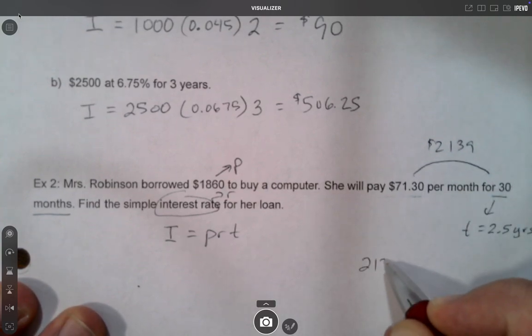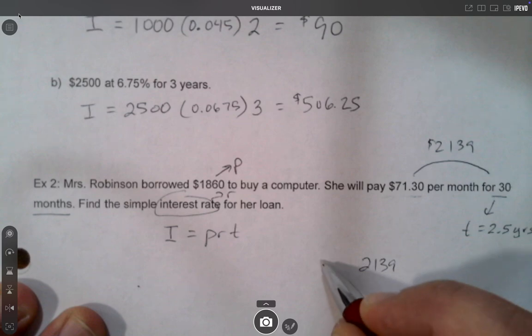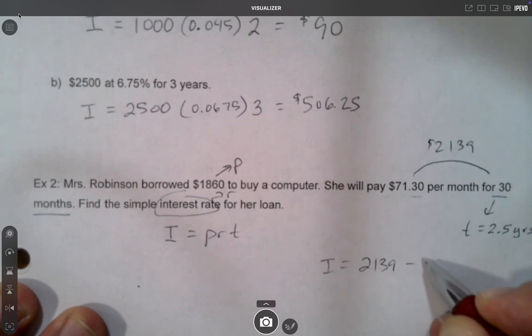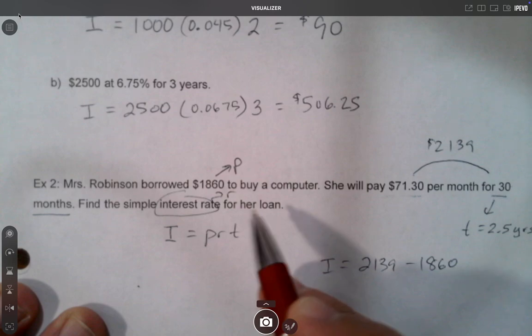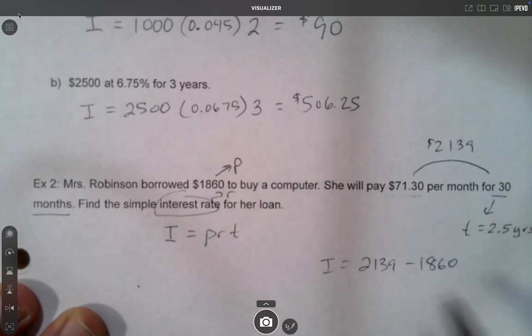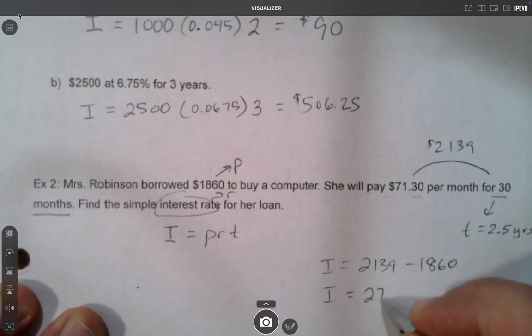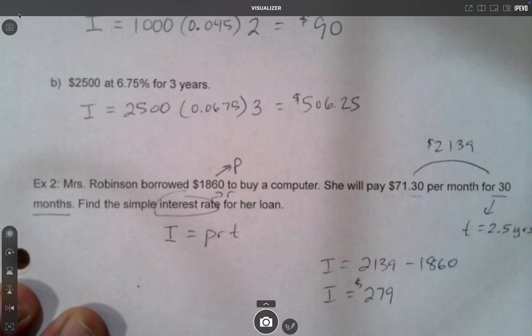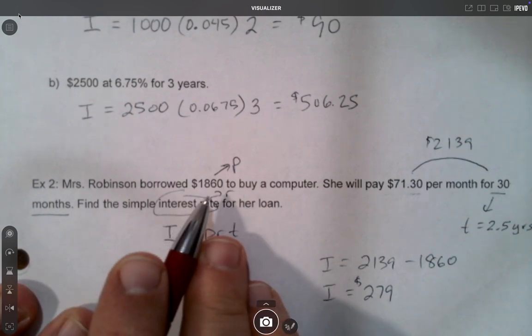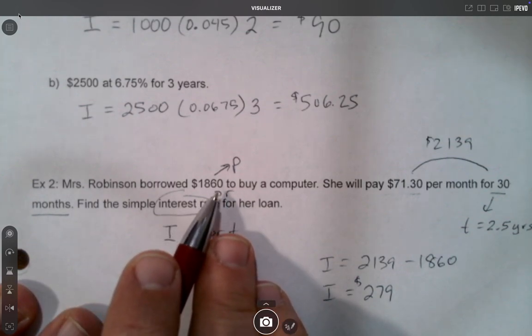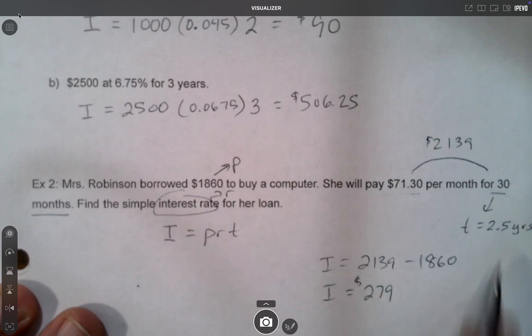So if we subtract 2,139 minus 1,860, that will tell us how much interest she paid. Because obviously she had to pay back the 1,860 she borrowed, but then on top of that she also had to pay some interest. So we get I equals $279. So she paid $279 in interest. She borrowed $1,860 and did it for a length of 2.5 years.